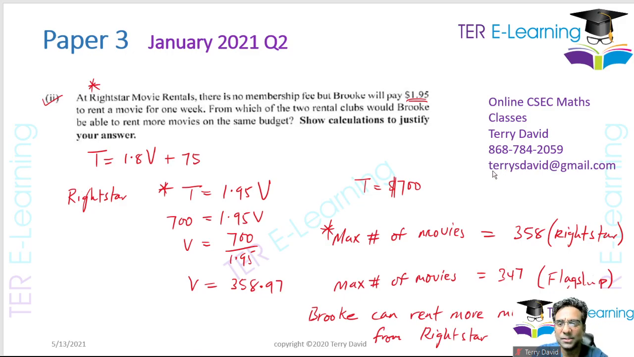So guys, this is question 1 and question 2 from the January 2021 paper 3. This is for private candidates, people who don't have an SBA and have to write a paper 3. Again, do not underestimate this paper. This paper is worth 20%. So if you mess this up, you can lose a lot of marks in this paper.